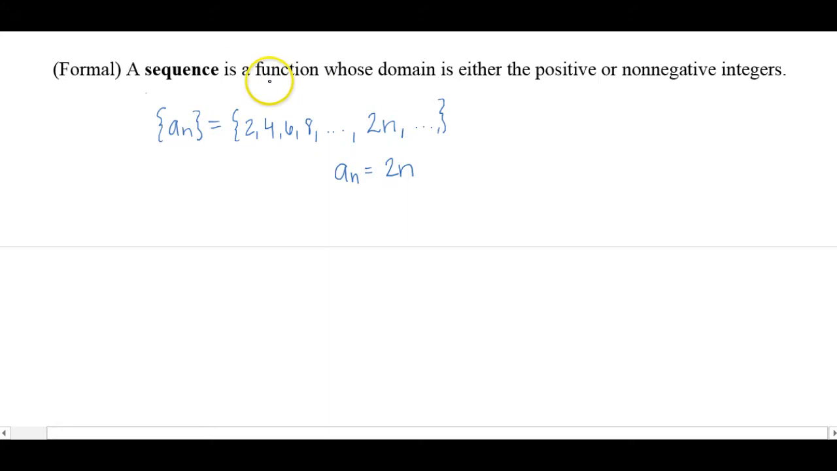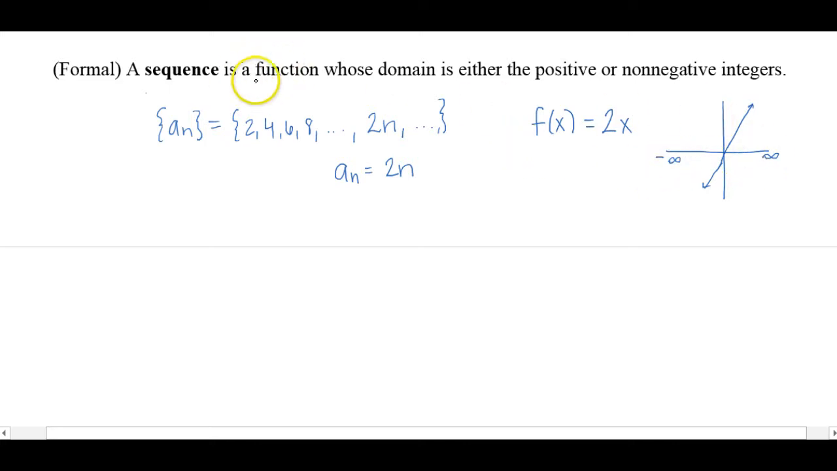So the function notation that we're used to is something like f of x. So let's consider f of x equals 2x instead of 2n. If we were to graph this, 2x is a line that goes through the origin and has a slope of 2. And we'd say the domain of f of x equals 2x is from negative infinity to infinity. I can plug in anything from negative infinity to infinity and get out a value on this line. So the domain here is all real numbers.